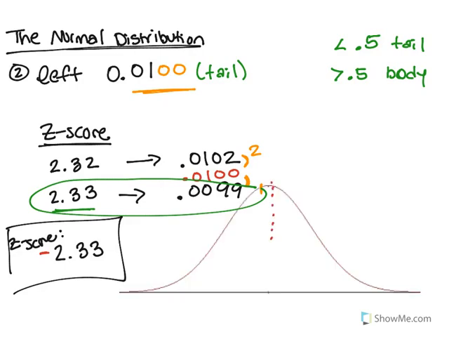You don't have to draw the bells, but that negative 2.33 shows that if I'm saying to the left of that, it's a negative z-score. Okay?